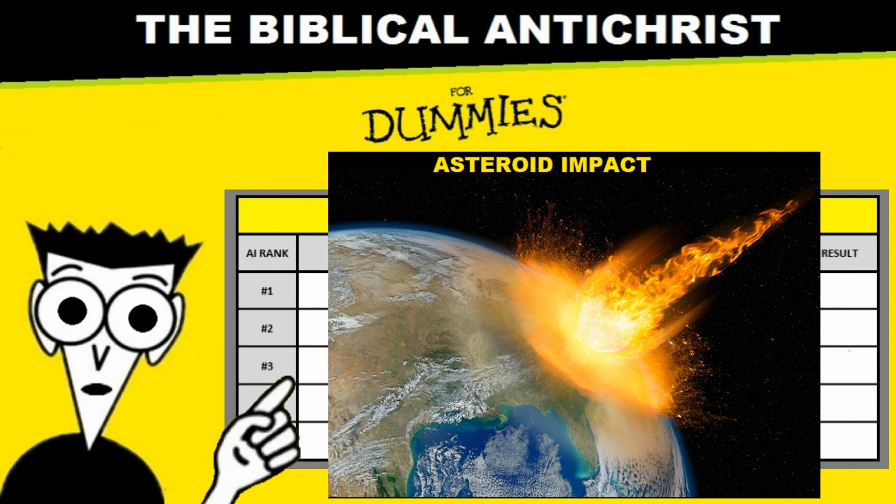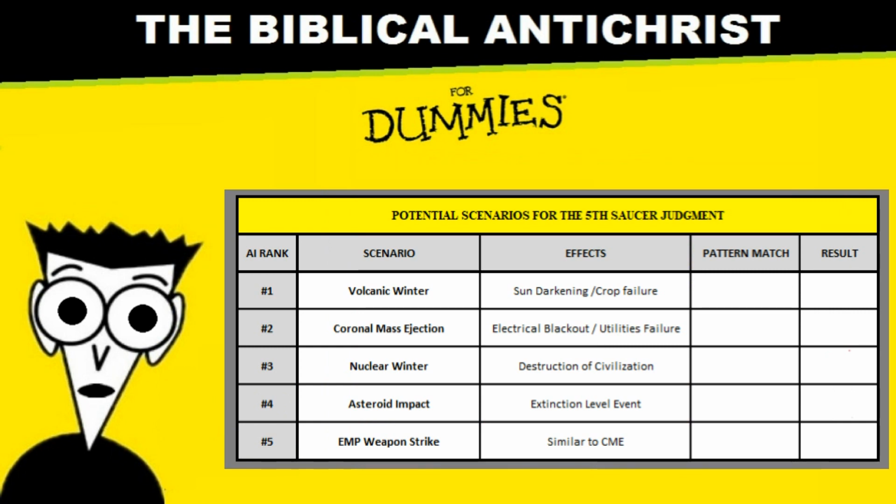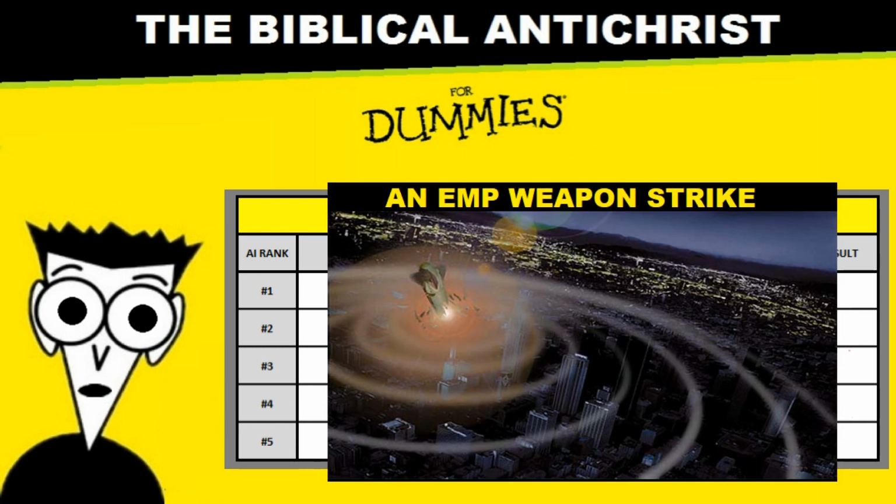And rounding out the top 5 is an EMP warfare attack. EMP stands for electromagnetic pulse weapon. They are not sophisticated enough yet to render an entire continental region without power, and once again the conflict would have been prominently featured in the prophecy.